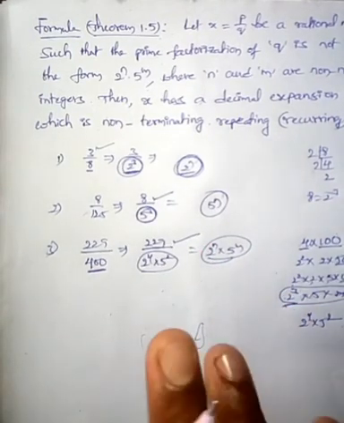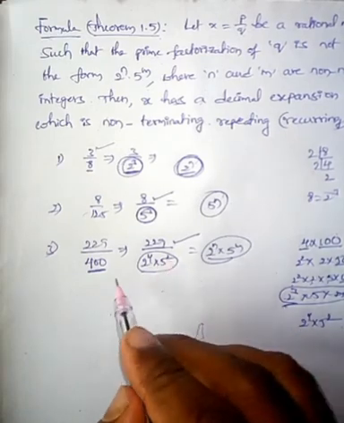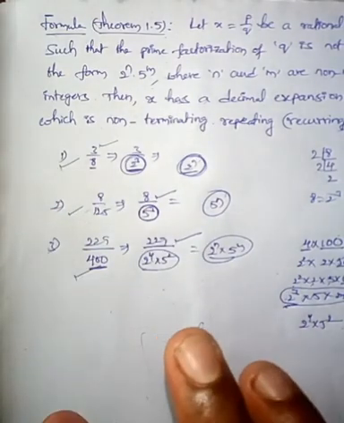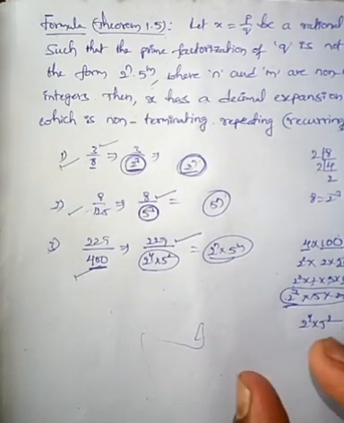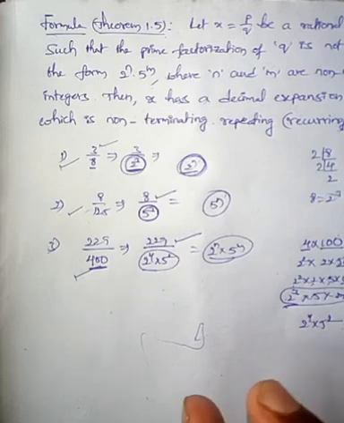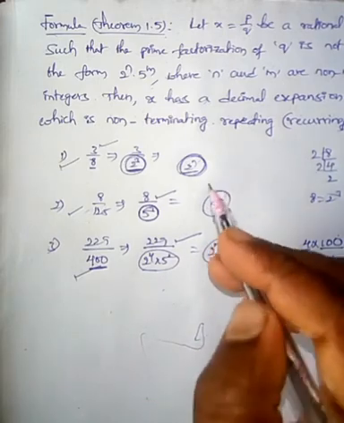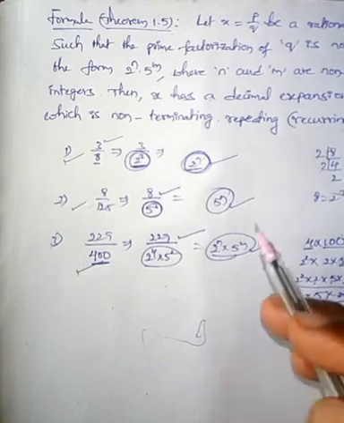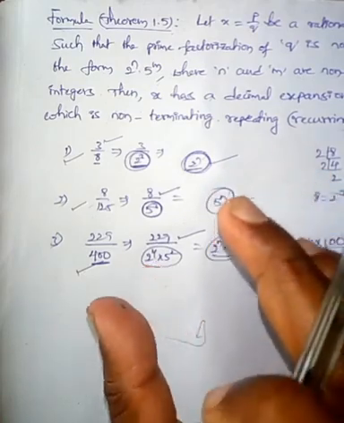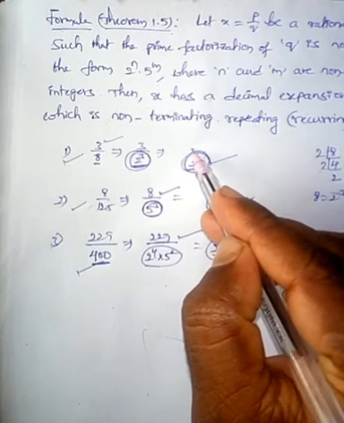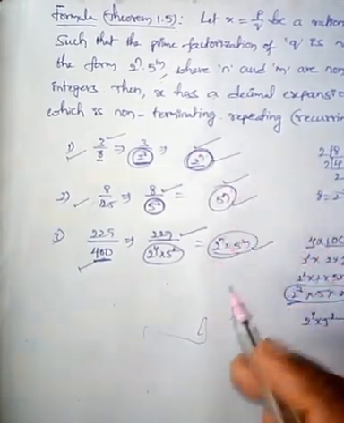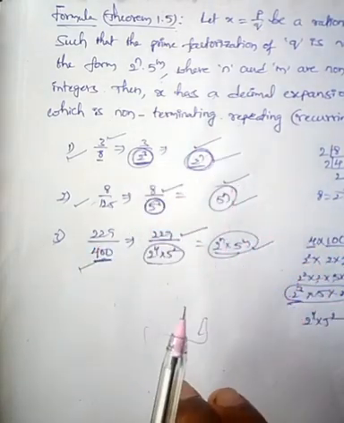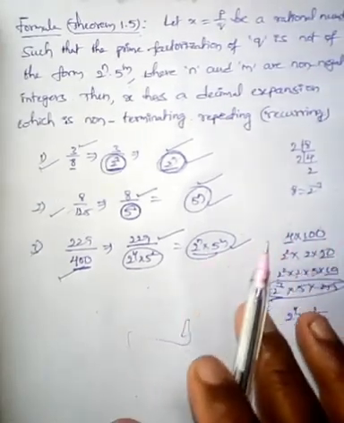If you do the actual division, you will get the answer: this is a terminating decimal, this is also a terminating decimal, this is also a terminating decimal. So simply we can say that for any fraction, any rational number in the form of p by q, if the prime factorization of q is in the form of 2 power n, or only 5 power n, or 2 power n into 5 power n, I repeat once again, then it will be a terminating decimal. Otherwise it will be a non-terminating repeating decimal.